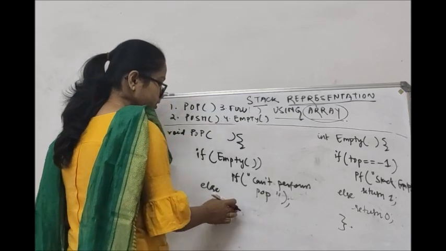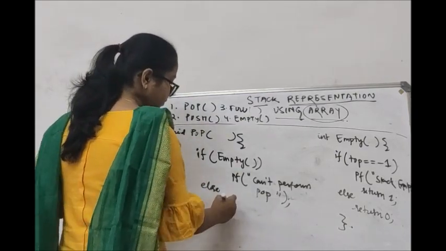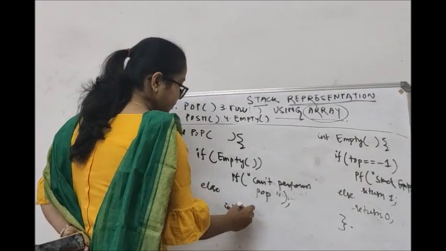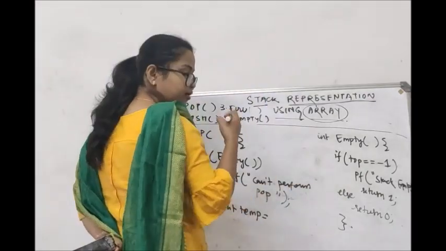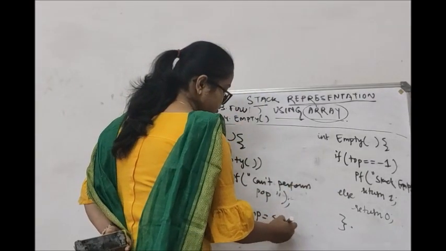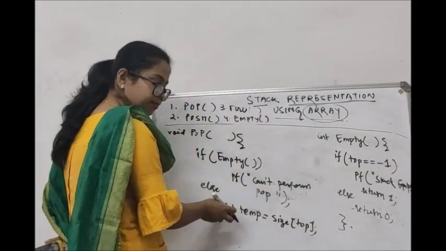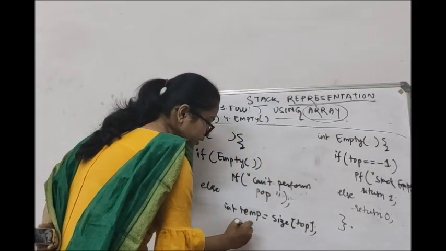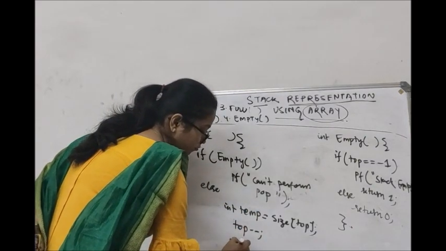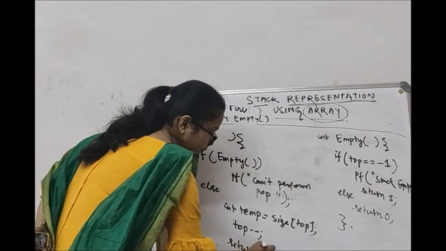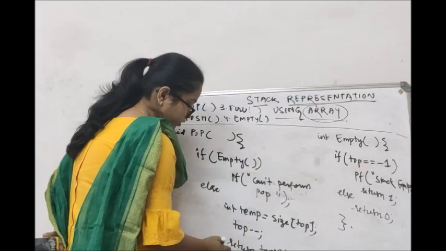We will just take an integer variable, int t. What will t get? t will get the topmost element, that is stack[top]. Okay, we got the element in t. Then we have to decrement the top, top minus minus. Then we have to return t, the topmost element.